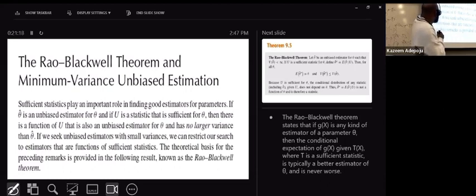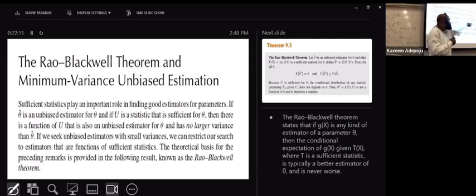Now, if theta cap is an unbiased estimator for theta, it could be the sample mean, an unbiased estimator for the population mean. Then if U is a statistic that is sufficient for theta, how do we know it's sufficient? Maybe we used the factorization theorem, the Lehmann-Scheffé theorem, or the conventional conditional distribution approach to arrive at a sufficient statistic. Then there is a function of U, a function of a sufficient statistic, that is also an unbiased estimator for theta and has no larger variance than theta cap.